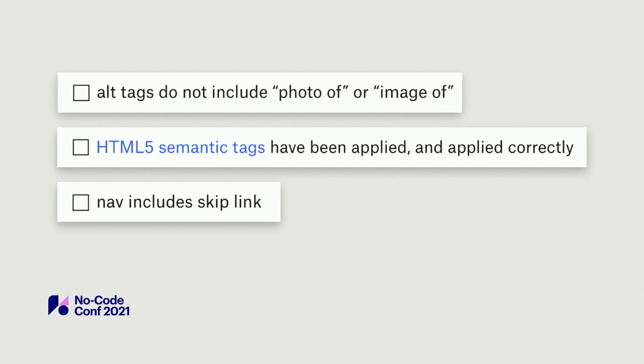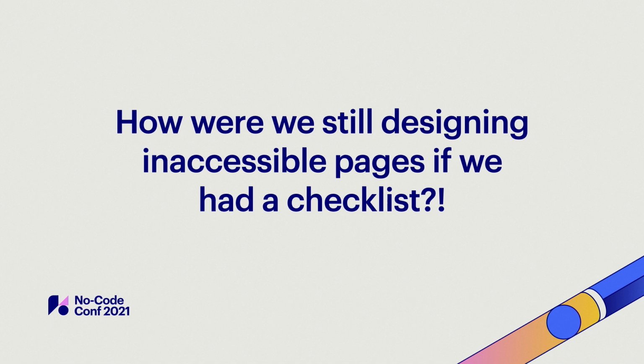using proper semantic structure, which allows assistive technology to read a page in a way that makes sense, and skip links, which are links at the top of a page that allow people navigating with a keyboard to skip past a bunch of navigation links and into the body of the page. So it had a lot of the important fundamentals, and maybe now you're wondering how we were still designing inaccessible pages even with that checklist.